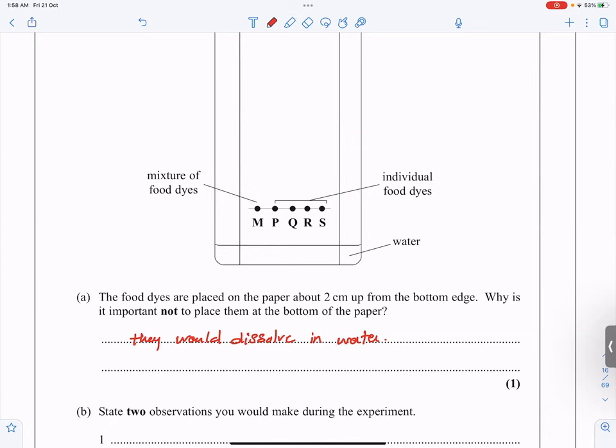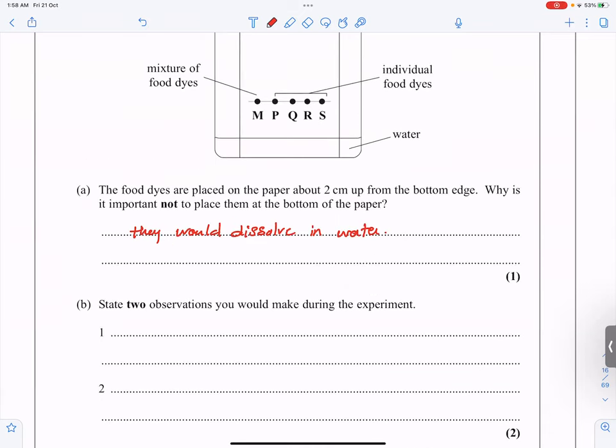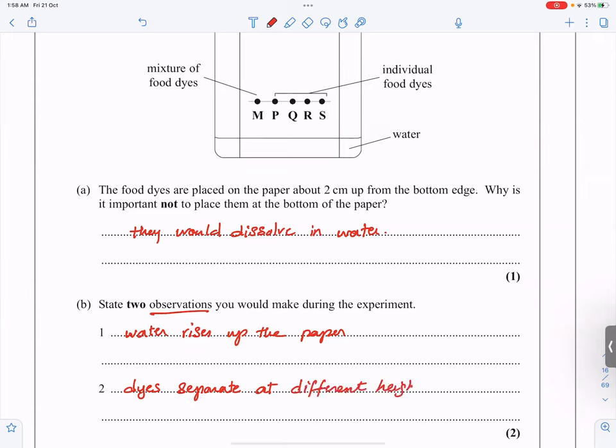How to prevent the dyes from dissolving in water? State two observations you would make during the experiment. Two observations happen: the water rises up the paper, and the dyes start to separate at different heights. Dyes separate at different levels or at different heights.